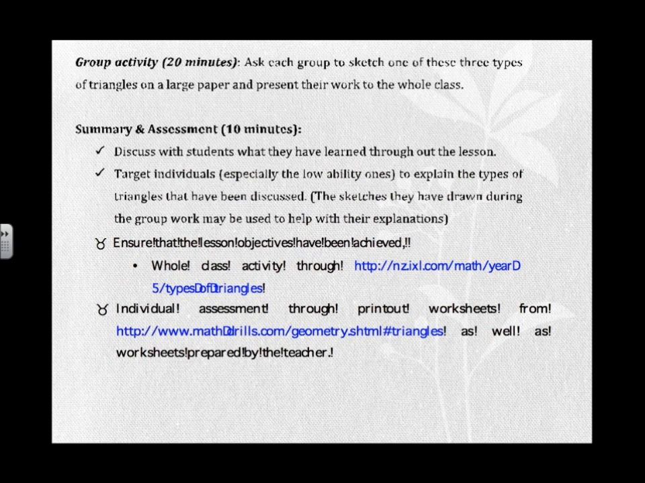The remaining 20 minutes of class time will be used for a group activity where each group will be asked to sketch one of these three types of triangles and present their work to the whole class.